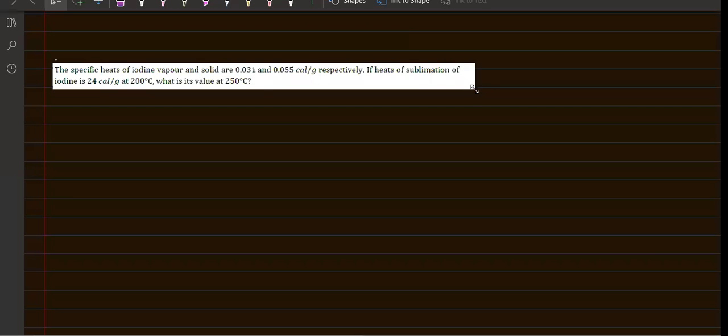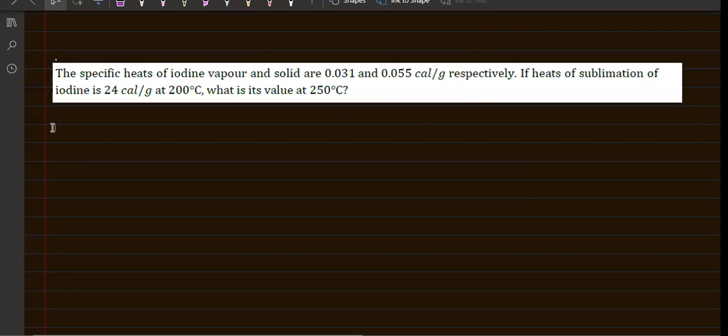Okay, everyone. See question number 12 here. So what is question number 12? Question number 12 says that specific heat of iodine vapor and solids are this and this. So obviously it is converting from one phase to another phase, right? Heat of solution is given. What is its value at 250 degrees centigrade, right? So we know that, what is the reaction? Reaction is this. I2 solid is getting converted into I2 gas.